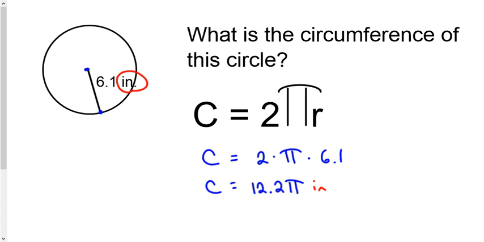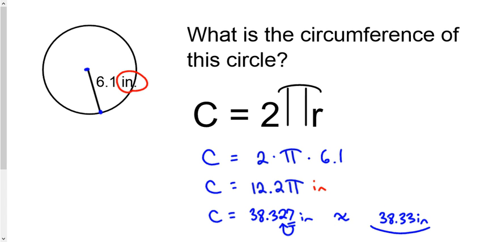That'd be 12.2 times pi. And on my calculator here, that's showing as 38.327 inches, which once you round it to the nearest hundredth, the 7 would round that up to a 3, so it would be 38.33 inches. That would be our circumference. So it's about a yard around. It's more than 36 inches around this circle.